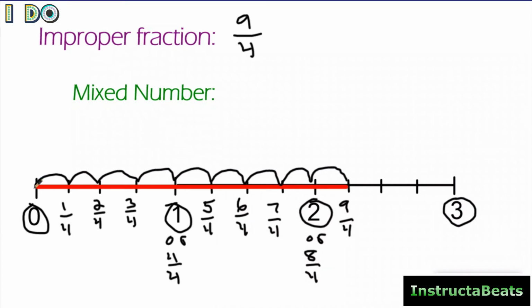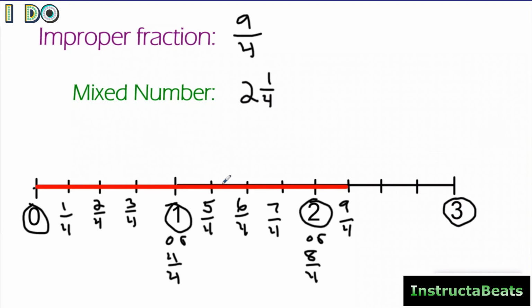So I see from 0 to 1 is completely shaded in, okay? So that's one whole. Then if I go from 1 to 2, I see that I had another whole shaded in. That's 2 wholes. And then I had 1 piece shaded in my next one out of 4. So my mixed number would be 2 wholes and then 1/4. Both of these represent the same value, just a different way to write it.